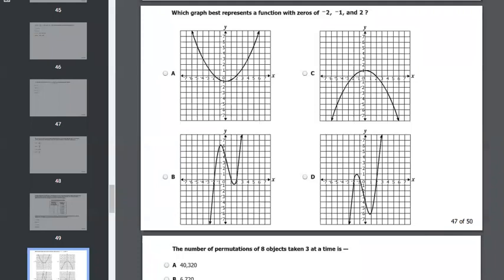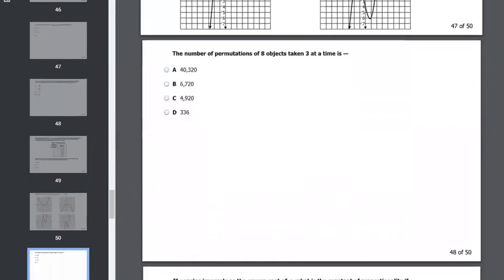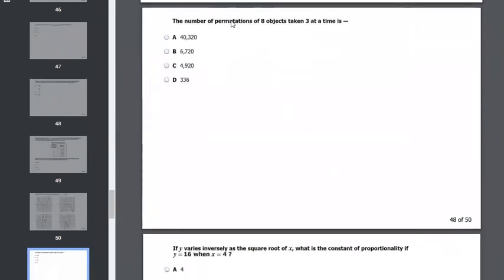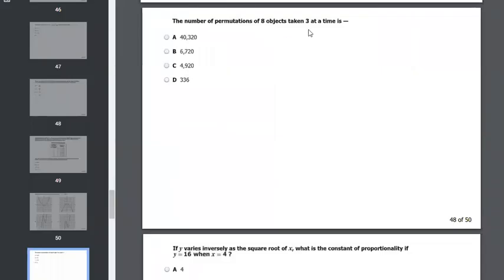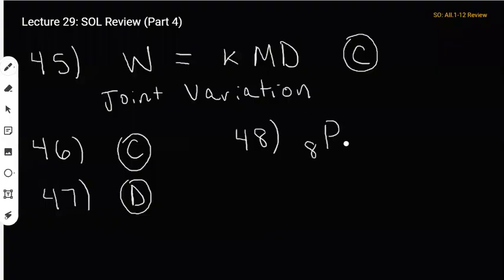All right, let's look at 48. The number of permutations of 8 objects taken 3 at a time is what? So our total number of objects is going to be 8. And then we're using a permutation, so I'm going to use a capital P. And then how many are we taking at a time? 3. So we have 8 total objects. We're taking them 3 at a time.